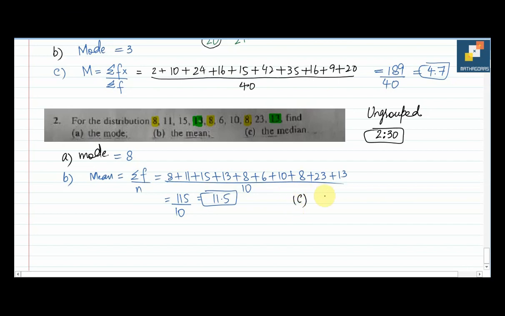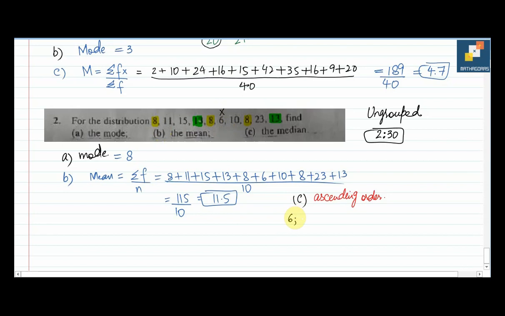And in part C, when it talks about median, we know that for median, the first and the most important step is to arrange your data in ascending order. All right, so first write your data in ascending order. So the smallest number we have is 6. After that, I'm just crossing out the 6, so that I make sure there's no chance that any number will be left behind. So that's why I'm applying the cross on the number.